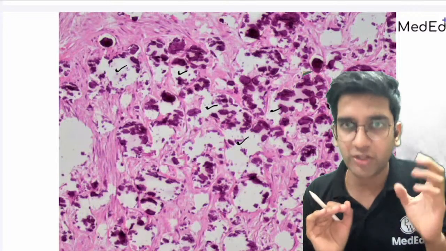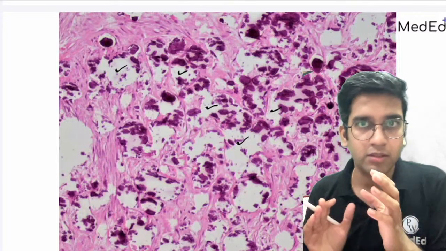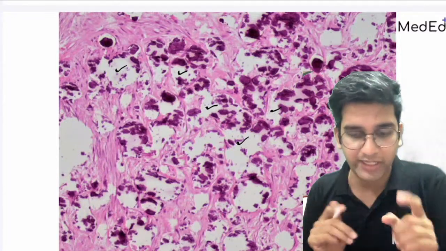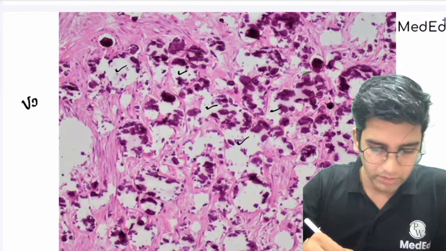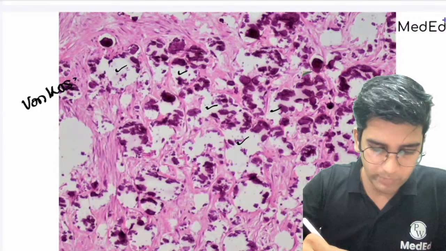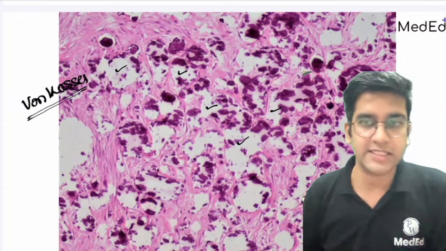There are multiple things that are blue in color. Calcium is one, nucleus is one. I cannot differentiate, so I need a stain. What's the stain for calcium? There's one stain for calcium which is commonly used, which is the von Kossa stain, right? That's a stain for calcium.